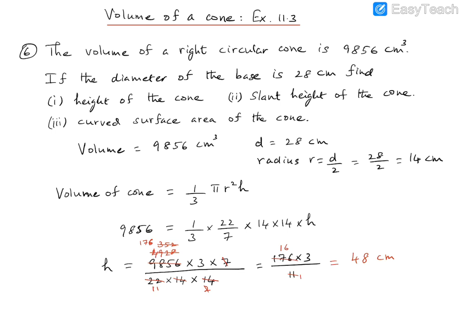of the cone. Okay, so now that we have obtained the height of the cone, we can now calculate the slant height of the cone. We know the formula for the slant height L. Slant height L is equal to r square plus h square under the root.